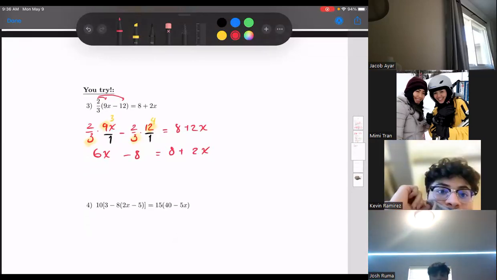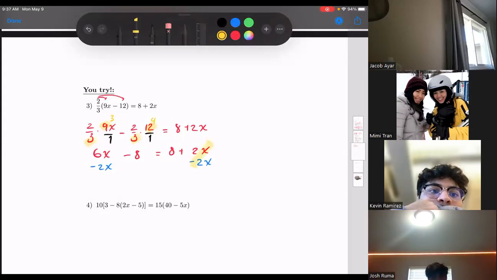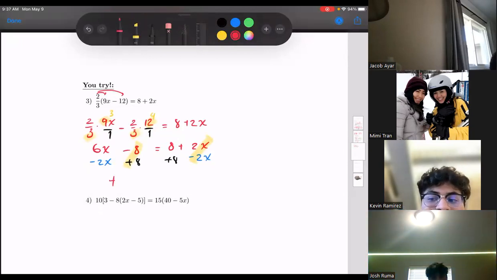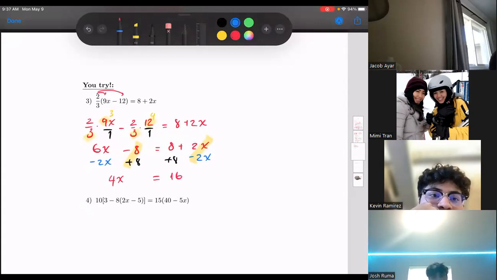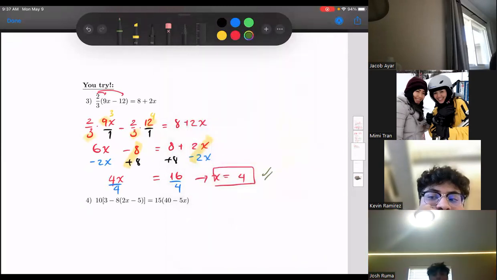Subtract 2x. And then I'm going to do two things at the same time. I'm going to subtract 2x and add 8 as well. So that's gone. Okay, so 6x minus 2x is 4x. And then 8 plus 8 is 16, divide both sides by 4. x equals 4. And again, you check it yourself. Everybody got 4, so I believe it's 4.